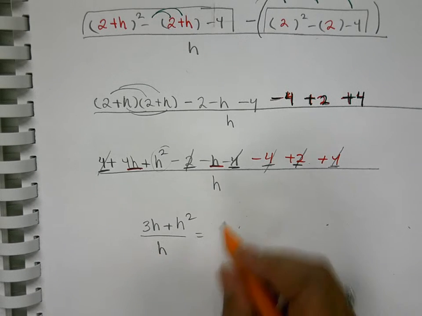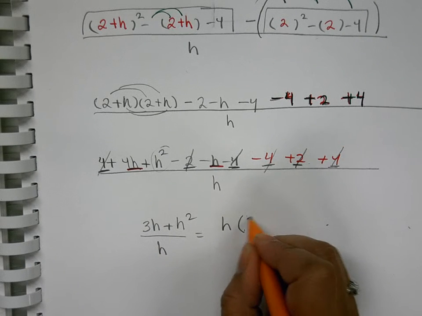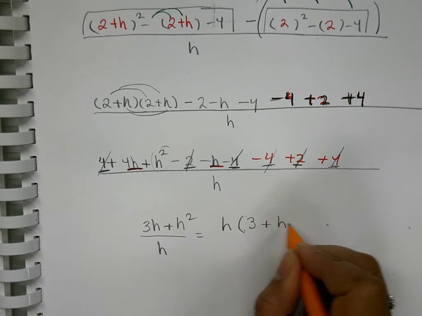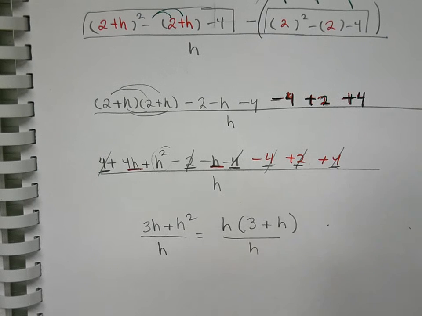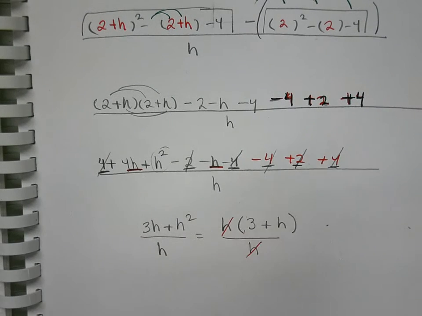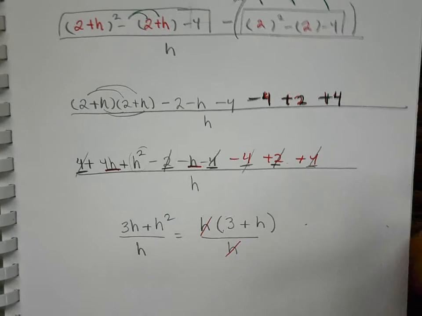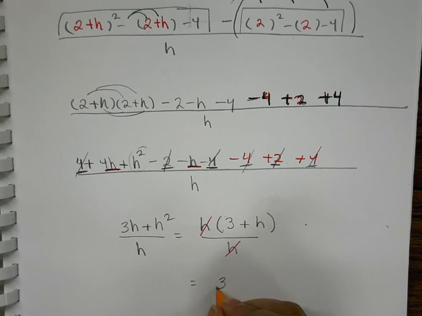GCF in the numerator. Your GCF is h. 3 plus h. h times 3 is 3h. h times h is h squared, all over h. Reduce. And your final answer is 3 plus h.